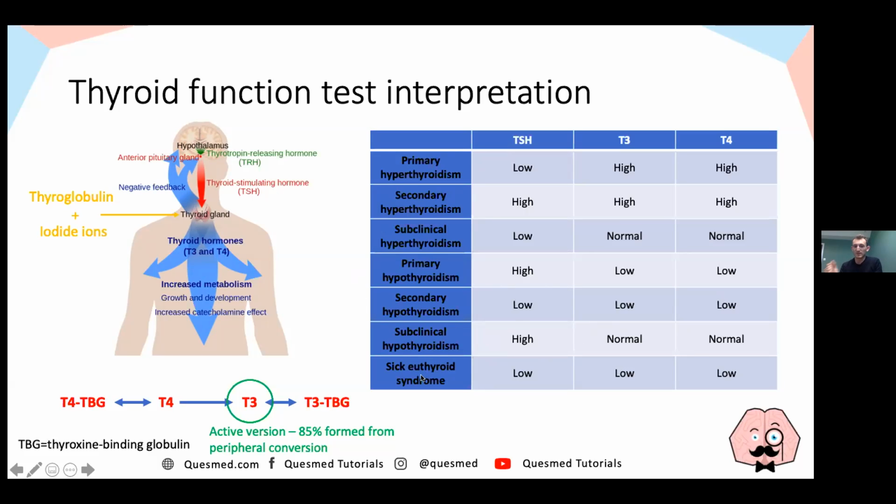And then there's this sick euthyroid syndrome. In sick euthyroid syndrome, as I said, everything is low, TSH, T3 and T4. It's not 100% clear what the mechanism of sick euthyroid syndrome is. It's often where someone's been in hospital or someone has a chronic disease and they've got no symptoms of thyroid disease, but their T3, T4 and TSH are a little bit low.